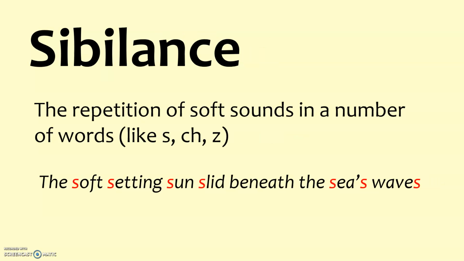Then you've got sibilance. So we had plosives earlier, the very strong sounds. Sibilance here, the repetition of soft sounds in a number of words like s and ch and z. Those are very delicate sounds. And my example there, the soft setting sun slid beneath the sea's waves. Sibilance can be used for a range of effects. Generally, it often achieves a very calming tone or mood in the piece of writing, although sometimes you'll see writers using it for the directly opposite thing, creating a calm effect in a very violent or action-packed piece, almost trying to create juxtaposition, but I won't complicate it too much. At its most simple level, sibilance is that repetition of soft sounds.